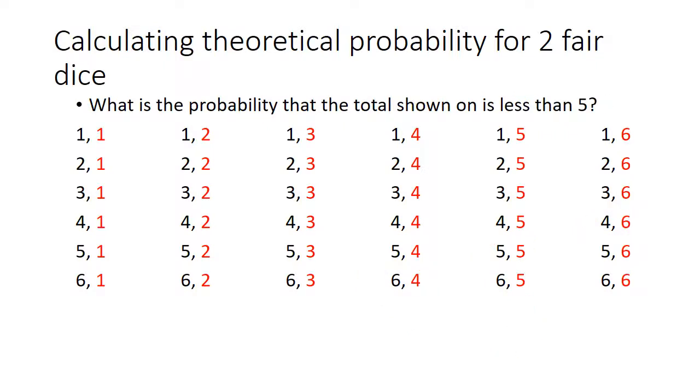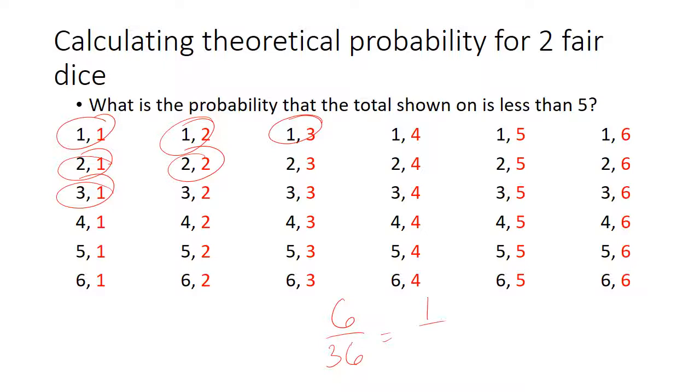What's the probability that the total shown is less than 5? So, see, this one's less than 5, less than 5, less than 5. Only those. All the others are 5 or greater. So that would be 6 in 36, which is 1/6 chance. 1 in 6 chance of rolling a total that is less than 5.